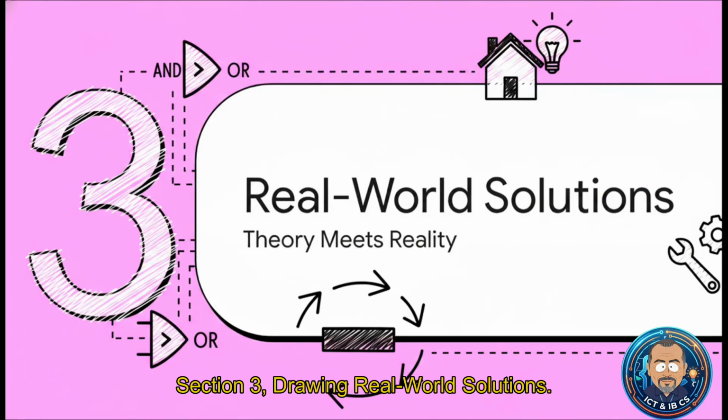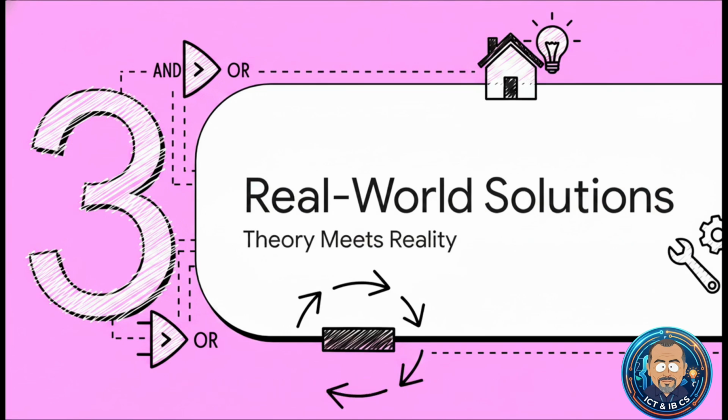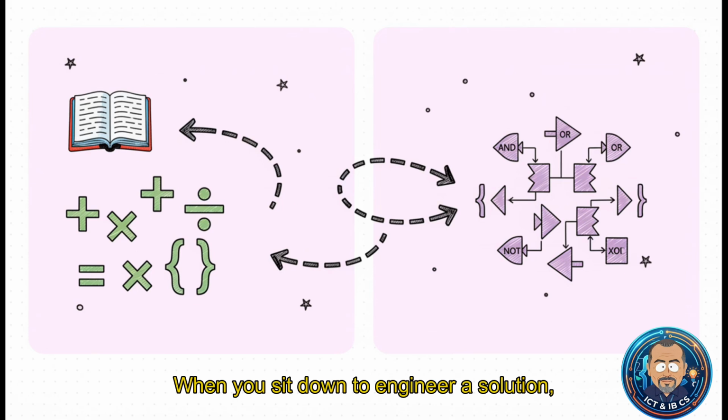Section 3, Drawing Real-World Solutions. Let's take our new vocabulary and use it to physically solve a practical engineering problem. When you sit down to engineer a solution, you typically start from one of two places. You're either translating a word problem into physical gates, or you're translating pure mathematical algebra.